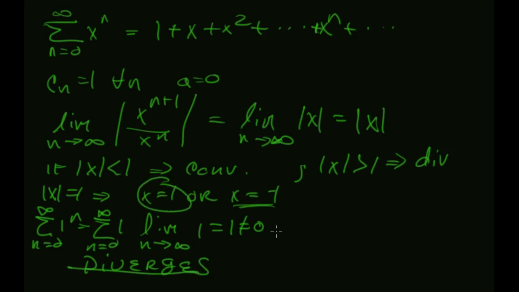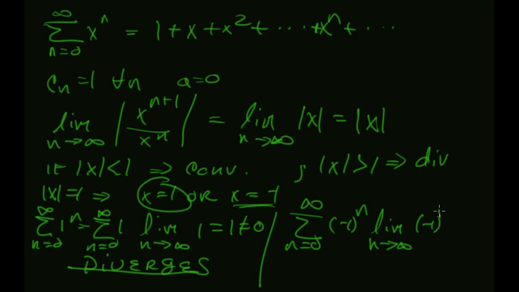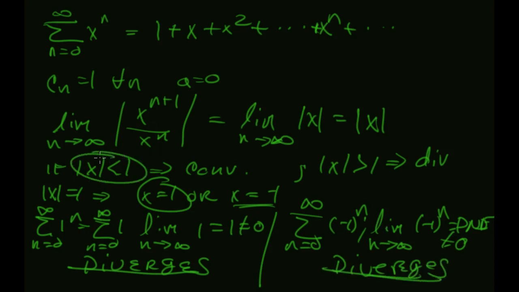So what about negative 1? Well, if we take the series as n equals 0 to infinity of negative 1 to the n, if I take the limit as n approaches infinity of negative 1 to the n, that oscillates. So that's going to go 1, -1, 1, -1. So that limit does not exist, which means that it does not equal 0. So again, by the divergence test, this diverges. So this thing only converges when the absolute value of x is less than 1.